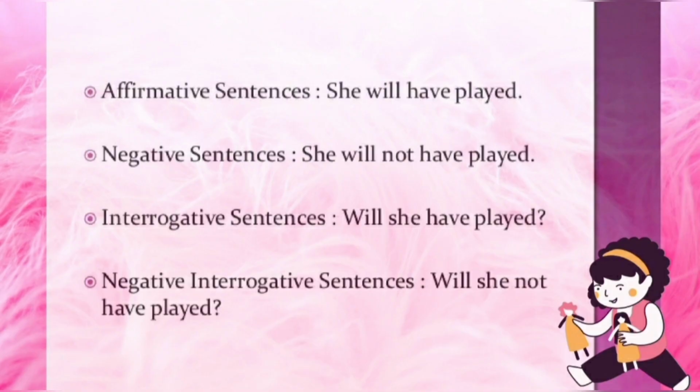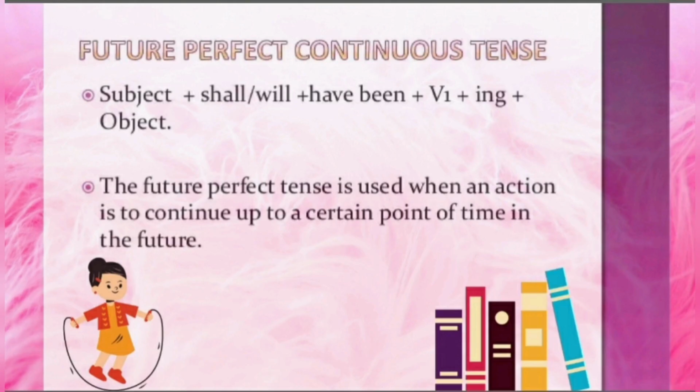Let us see the usage of future perfect in different kinds of sentences. In affirmative sentence, she will have played. In negative sentence, she will not have played. In interrogative sentence, will she have played? And in negative interrogative sentence, will she not have played?